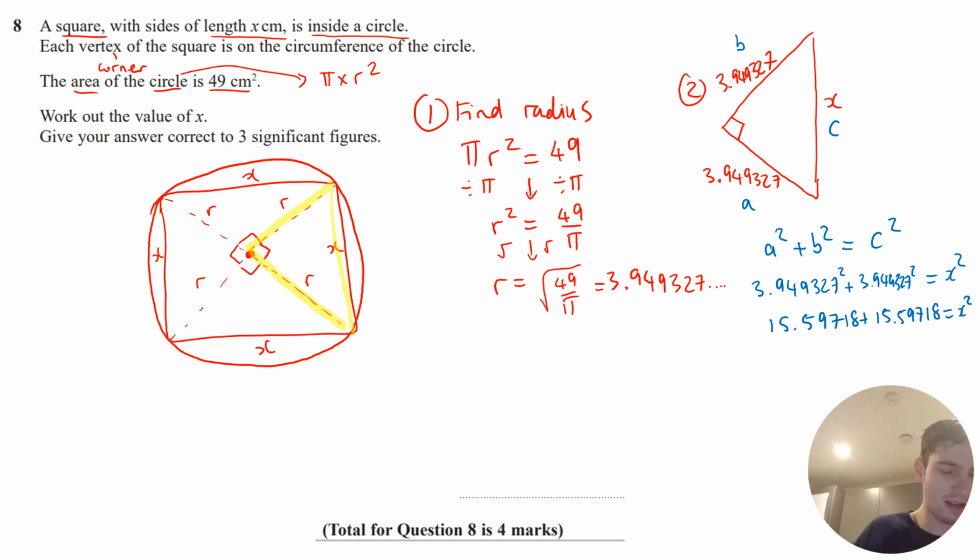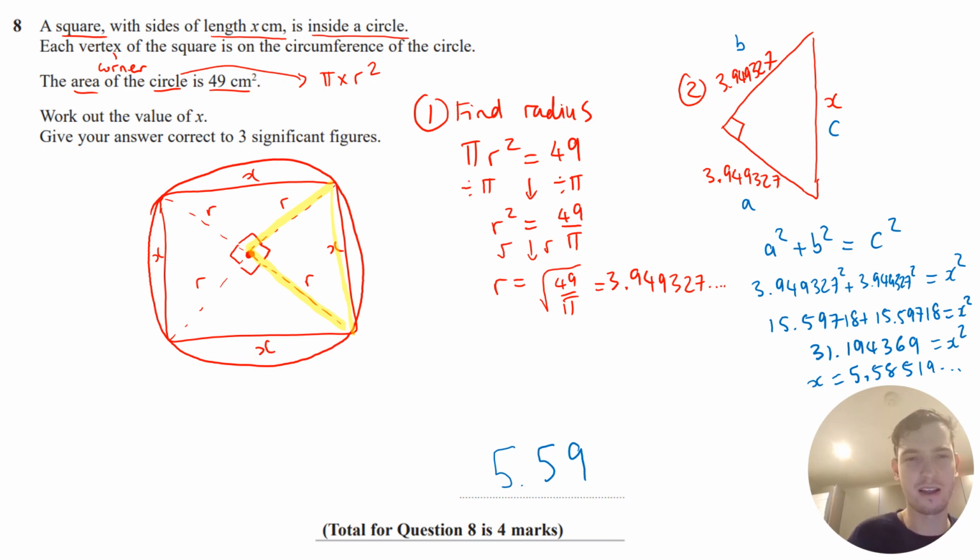And then if we add those numbers together, we're going to get 31.194369 equals x squared. And then square root that finally, square root that, and you get 5.58519. So to three significant figures, I think it's going to be 5.59, and I should put a unit in. Value of x, well, unit is centimeters.